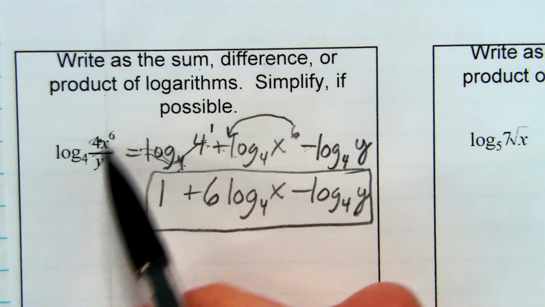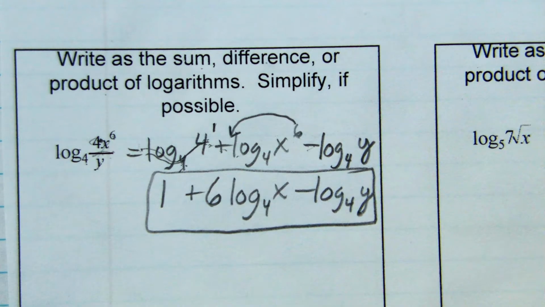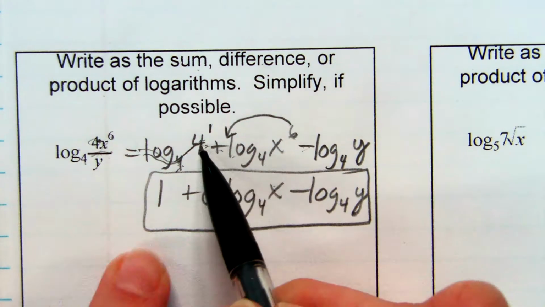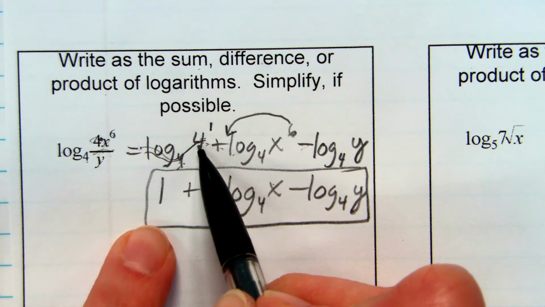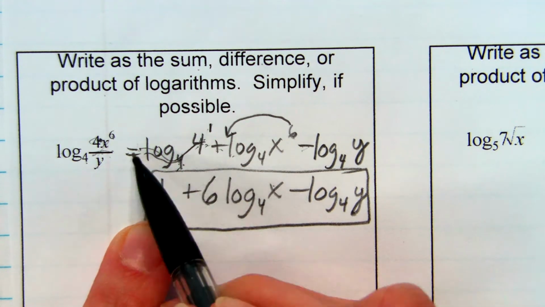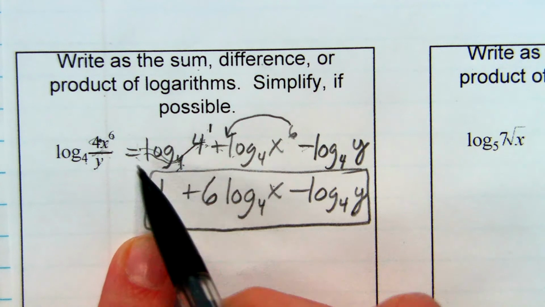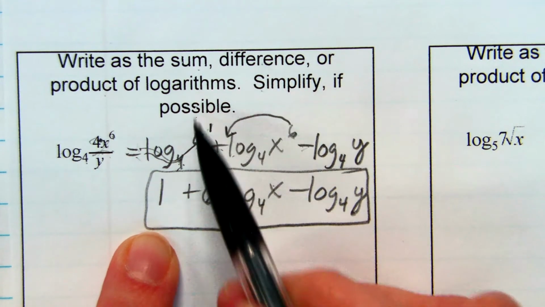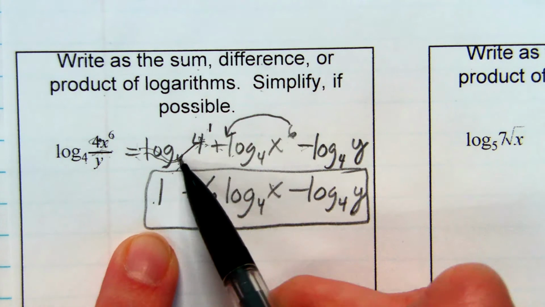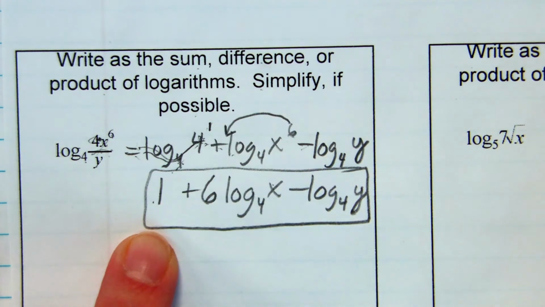So you need to break everything apart, and when you're done, each logarithm will only have a variable or a number, and if the number is such that I could cancel this or evaluate this using things that we learned in the last lesson, you need to do that. That's where it means simplify if possible. With the numbers, I could simplify that. And that's 1 because 4 to the first power is 4.